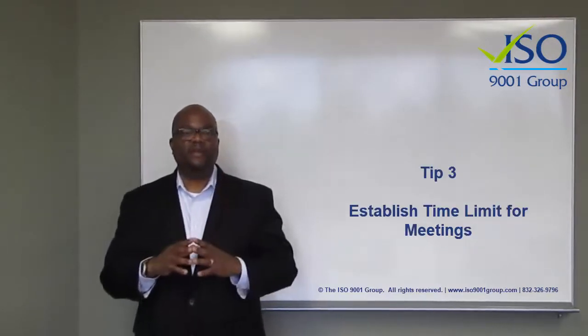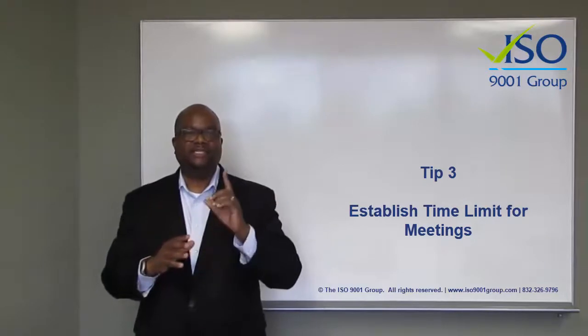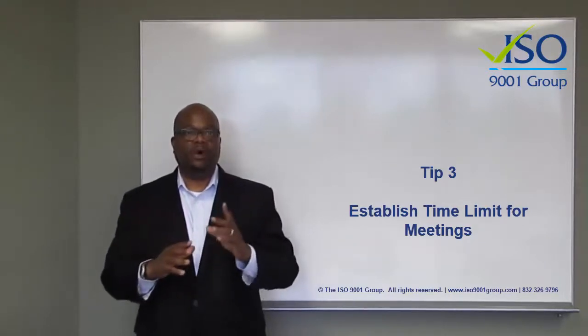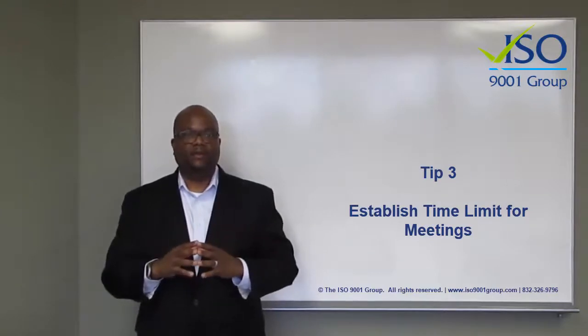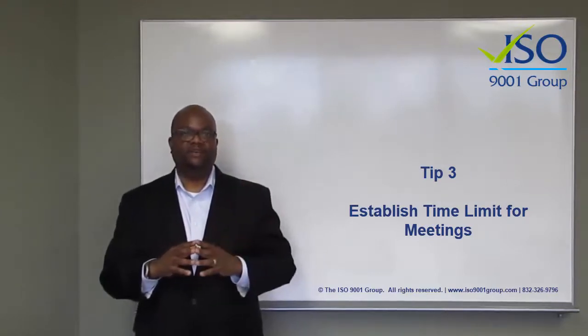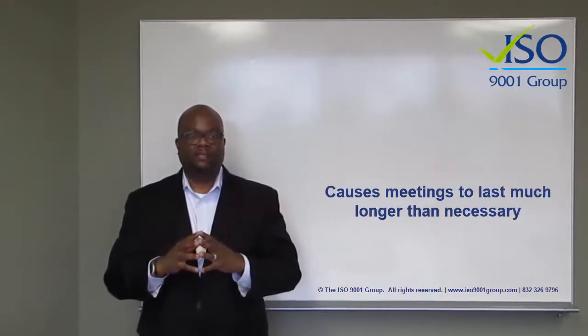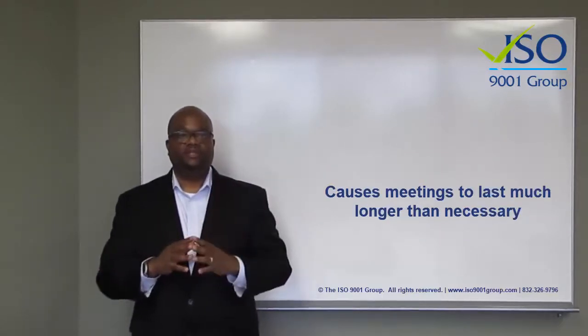Tip number 3 is establish a time limit for your meetings. If a meeting is lasting more than 1 hour, it's most likely that we did not establish an agenda or we didn't follow the agenda. That causes meetings to last much longer than they should last.